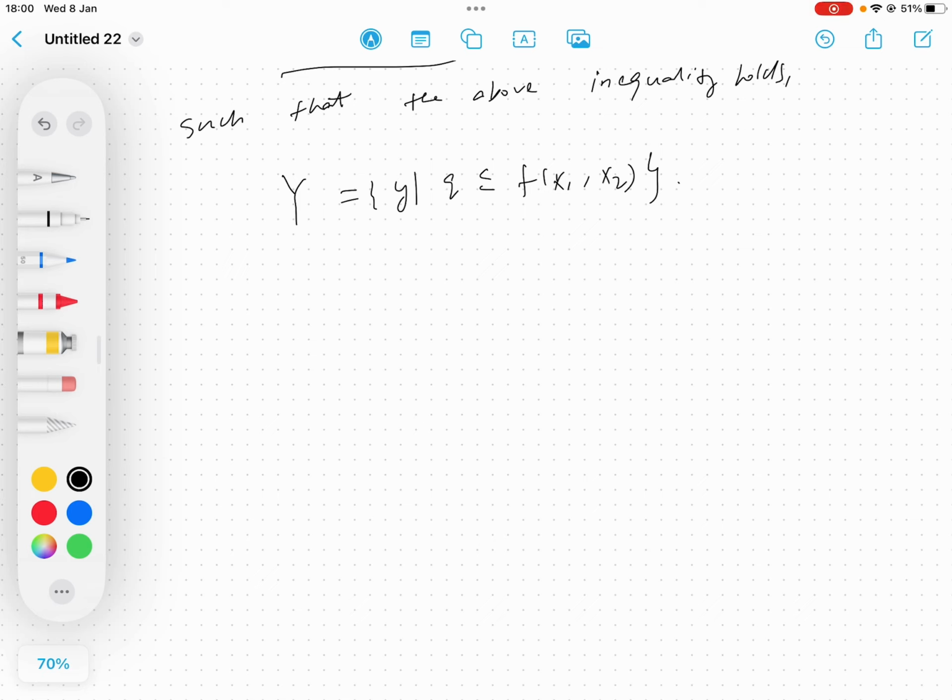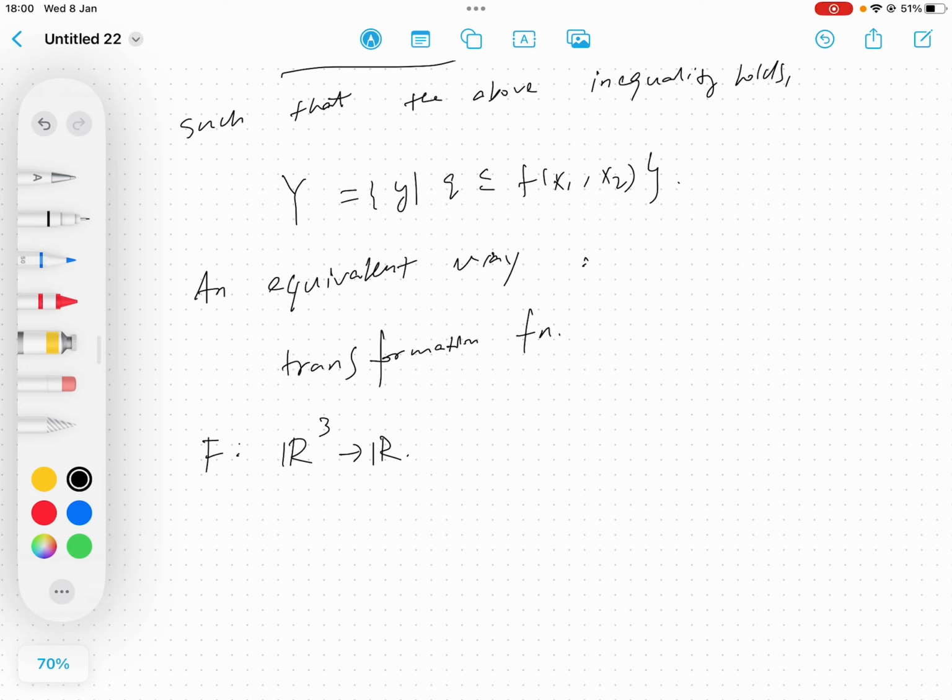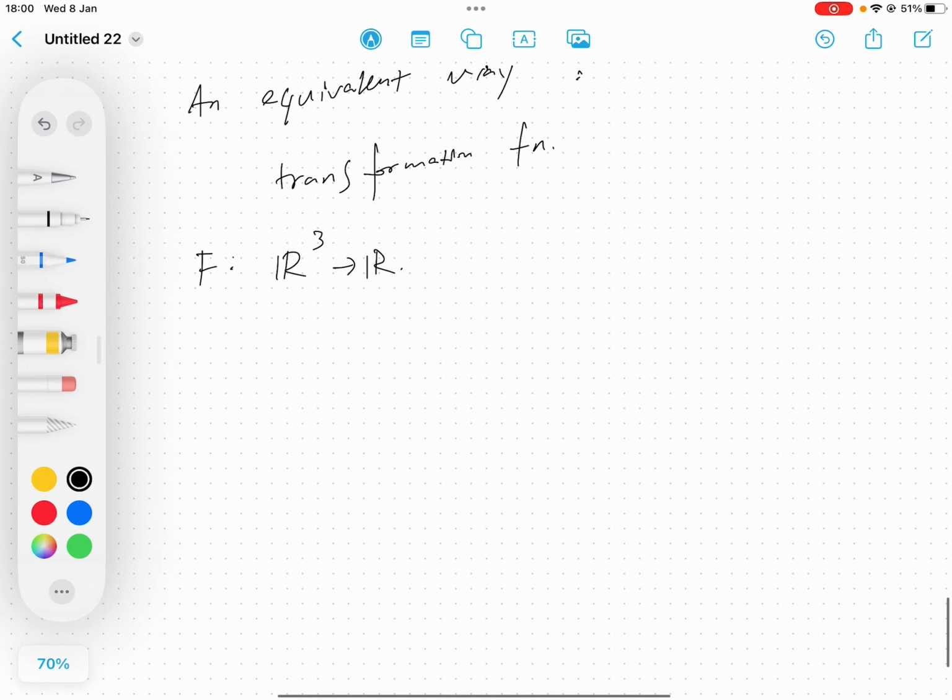An alternative, or actually an equivalent way, is to use the transformation function. So this capital F will be a map from R3 to R1. In this example, F of little y is exactly Q minus x1 to the alpha, x2 to the beta.